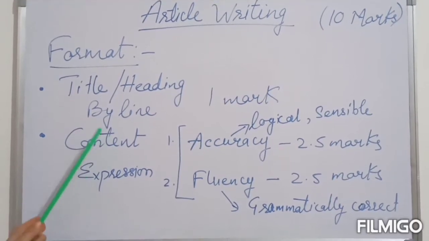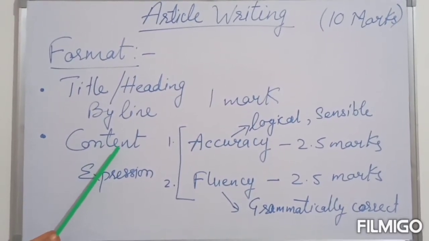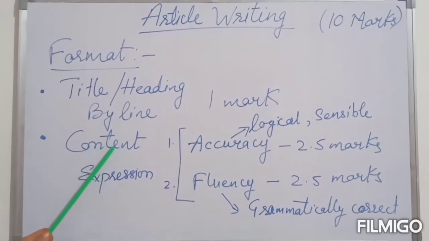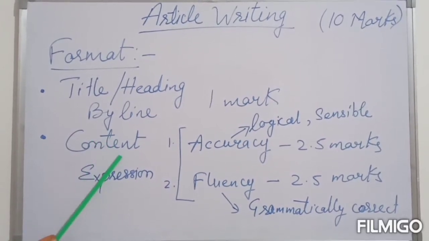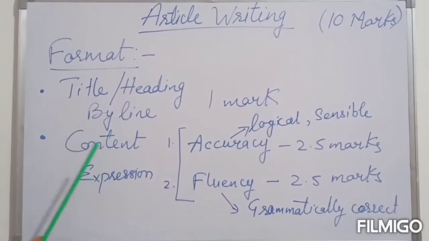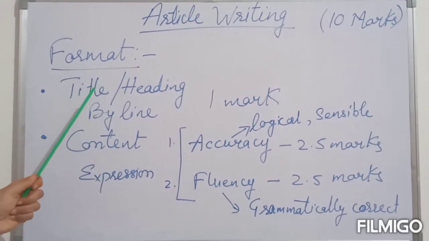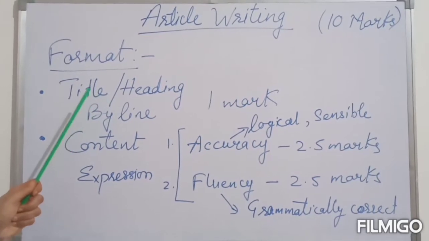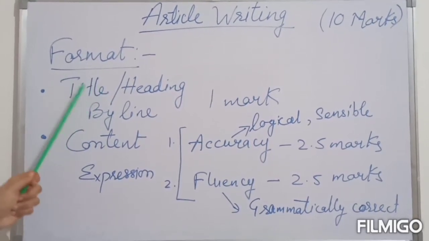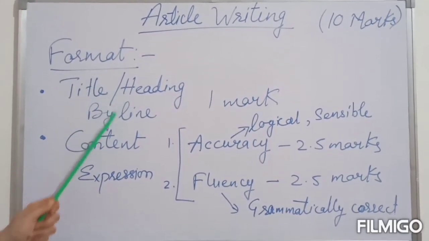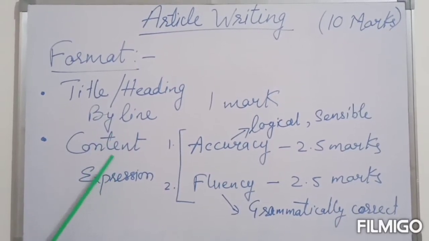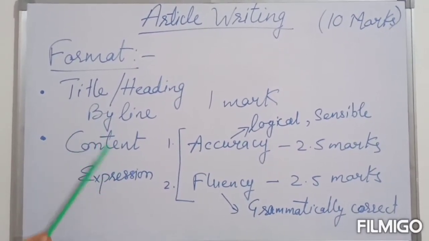Now let's see what are the things in the content that will give you marks. Content altogether will give you 4 marks. It is the expression of your thoughts and ideas about the topic which is given to you in the exam. Suppose a topic is given to you, that topic will give you a title or heading, and the whole body part will be the expression of the thoughts related to the topic.